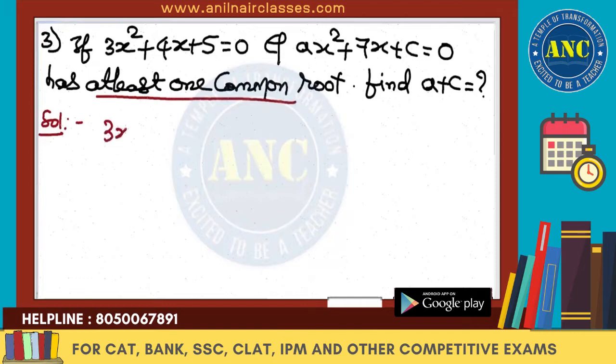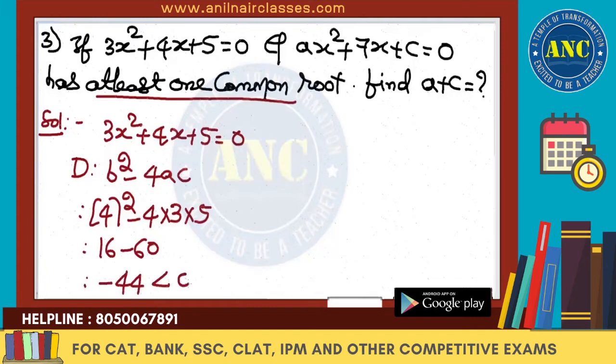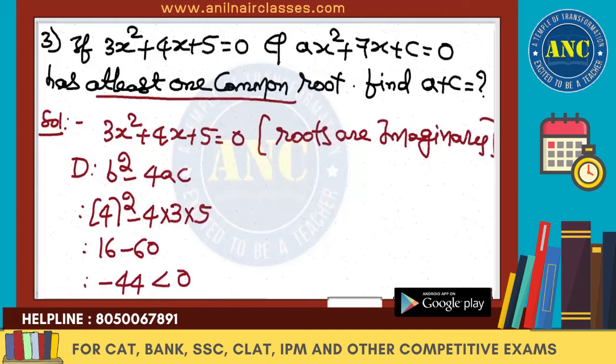First, the equation is 3x square plus 4x plus 5 equivalent to 0. The discriminant of the quadratic expression is b square minus 4ac. b is 4, so 4 square minus 4 into 3 into 5. It is nothing but 16 minus 60, which is minus 44. Minus 44 is less than 0. That means the roots are imaginary.